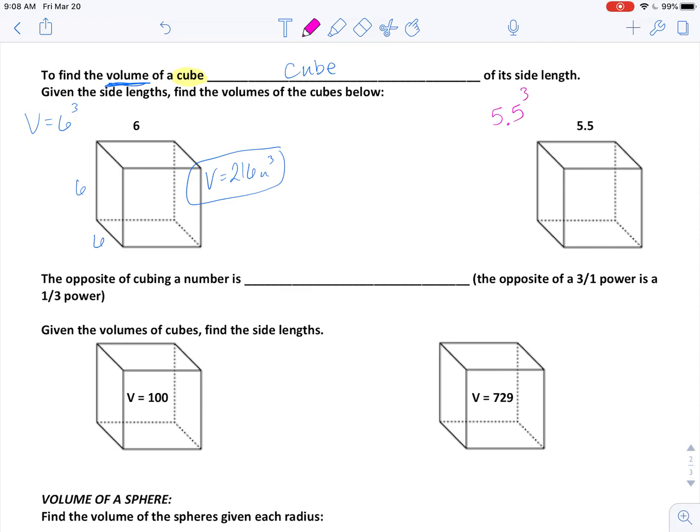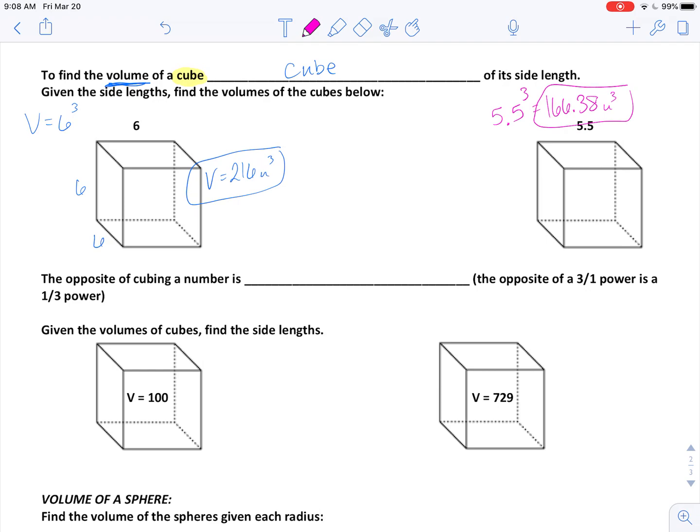So here again, we've got 5.5, and to find the volume of a cube, we cube the number, and we get 166.375. Or if you really want to, you could round that 7 up, 166.38 cubic units.